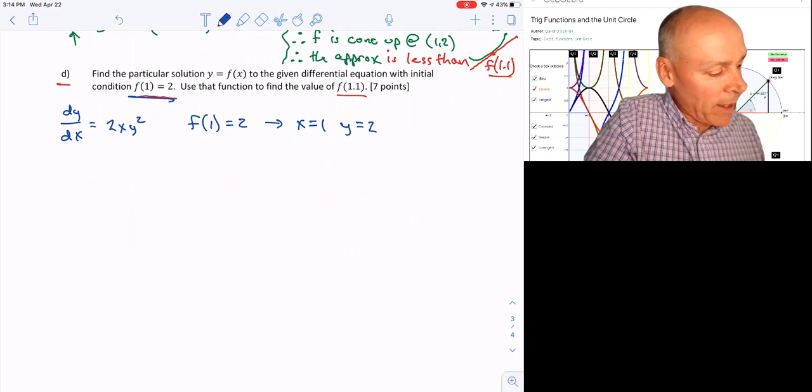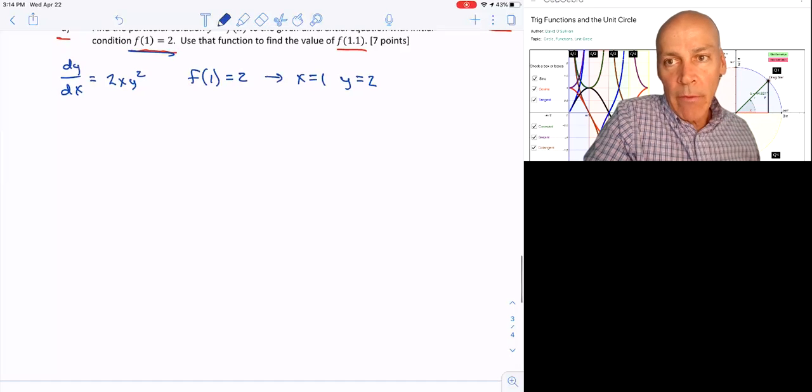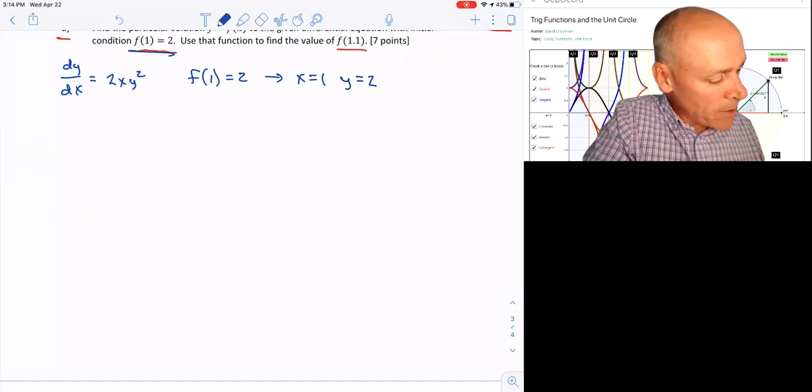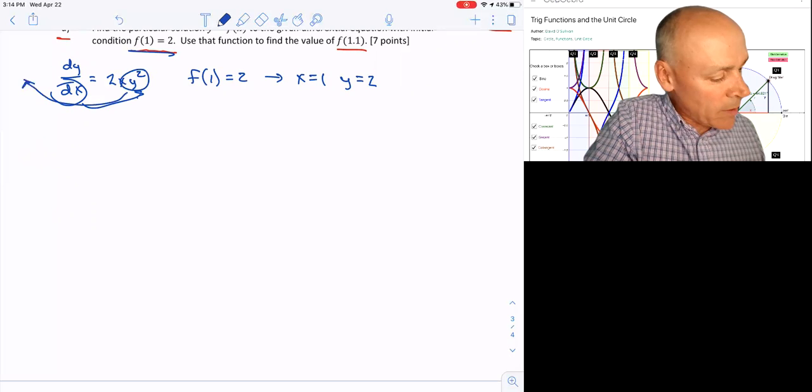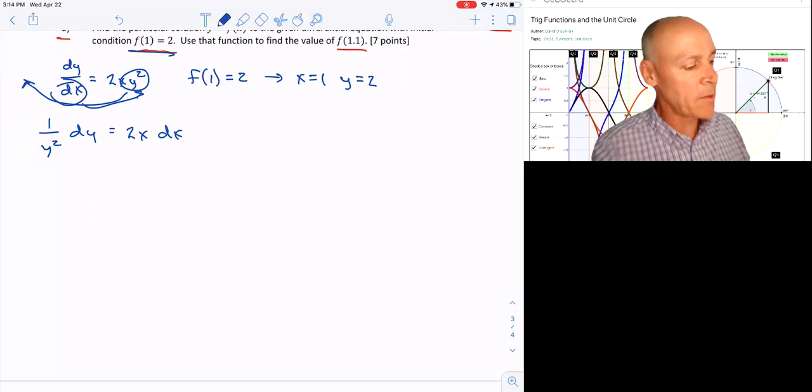Okay, starting with my differential equation. So the first thing I need to do is separate my variables correctly, no pressure. Moving the dx over, and then I'm going to move the y squared over here. So I'm going to get 1 over y squared dy is equal to 2x dx. Okay, so that's my separation of variables.